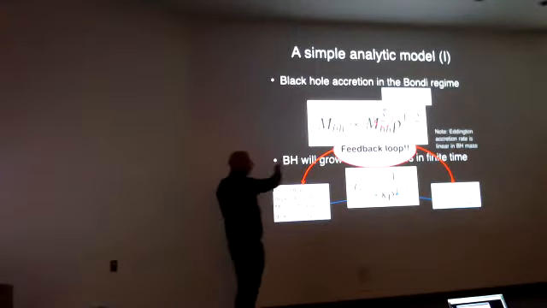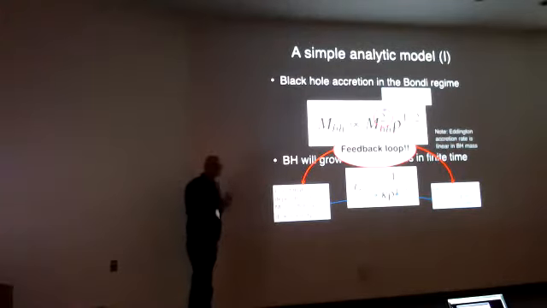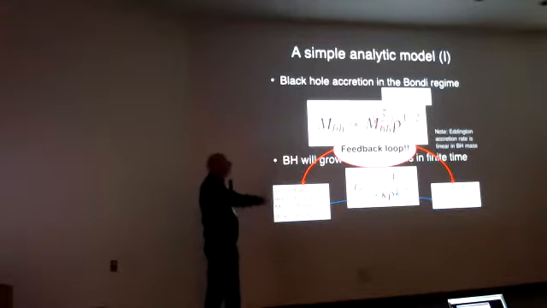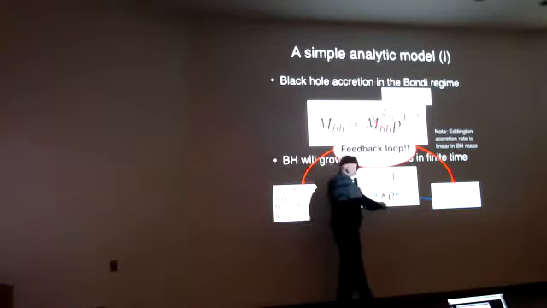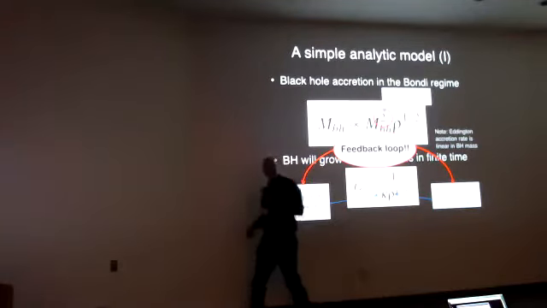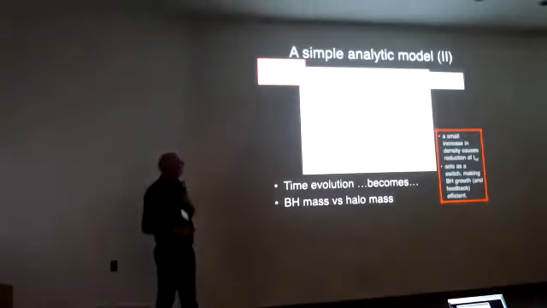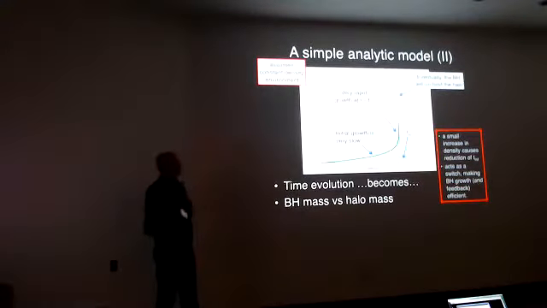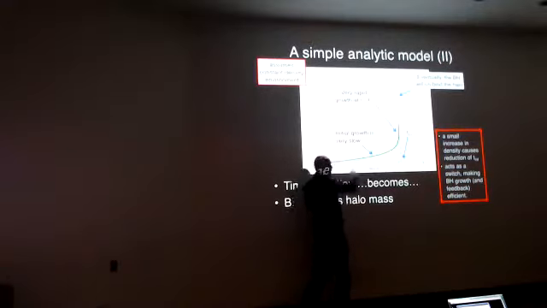It's important to stress we're not simply using the Bondi formula. We're accounting for the angular momentum of material around the black hole, and it turns out that this is the important thing from the physics. And so there's a feedback loop that emerges linking the growth of the black hole to the density of the material that surrounds it. This is what would happen if you integrate that equation. You grow very rapidly in mass at a finite time.